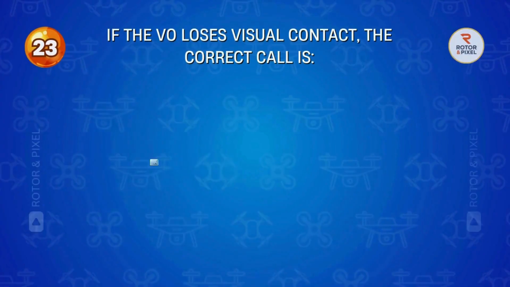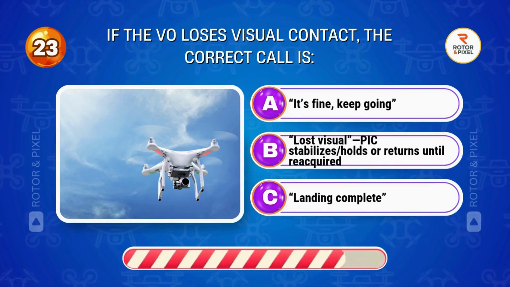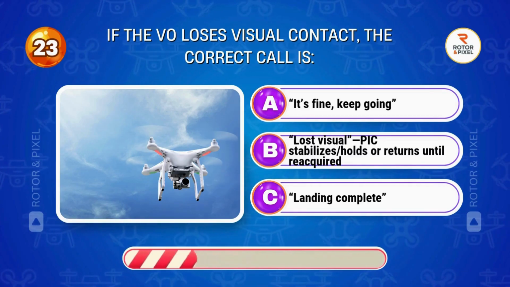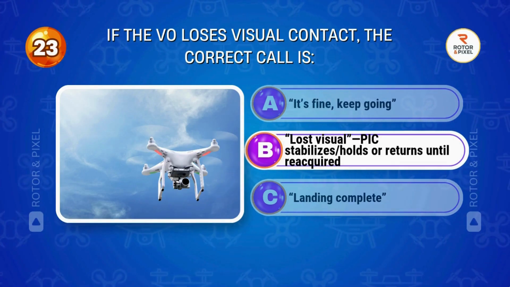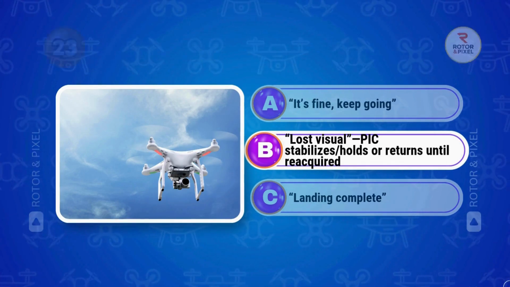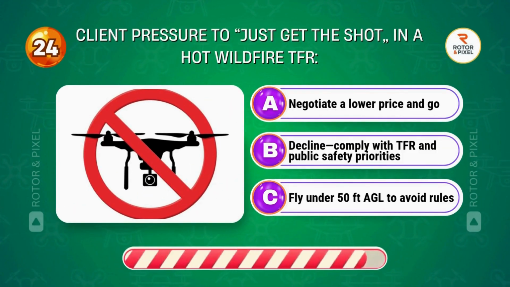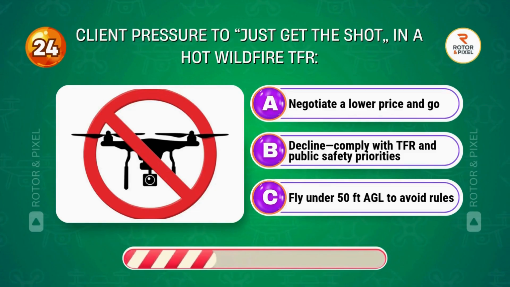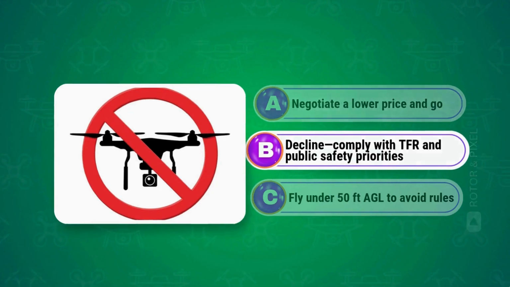Let it cool. If the VO loses visual contact, the correct call is... Answer B, lost visual. PIC stabilizes, holds or returns until reacquired. Client pressure to just get the shot in a hot wildfire TFR. Answer B, decline. Comply with the TFR and public safety priorities.